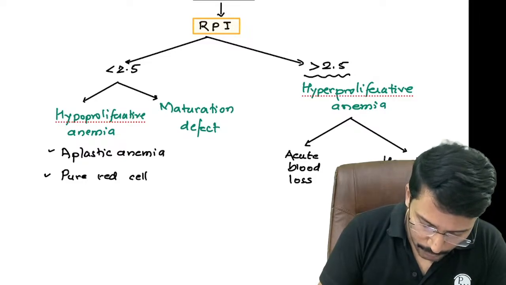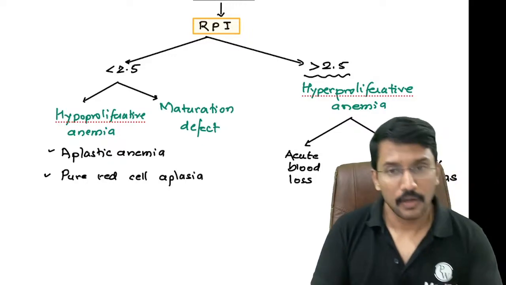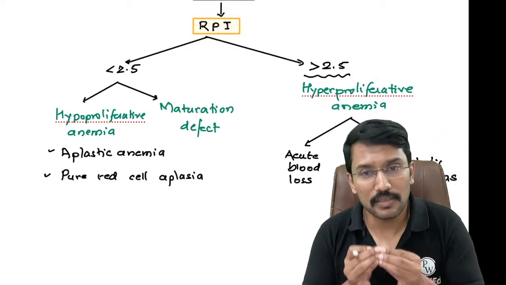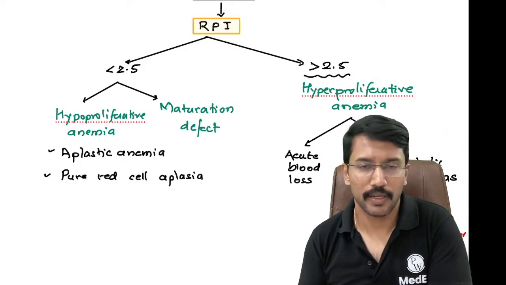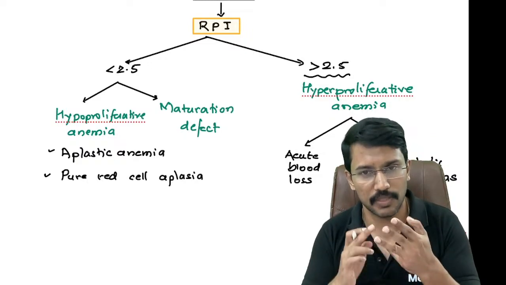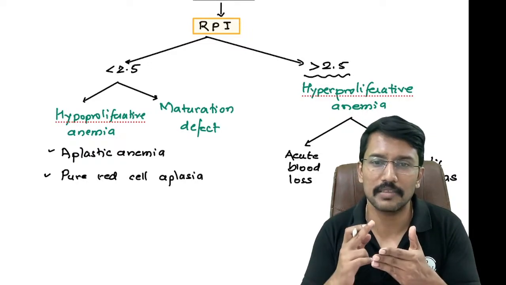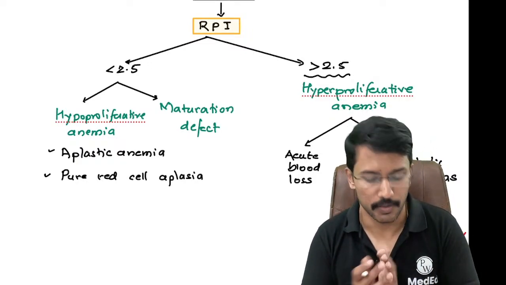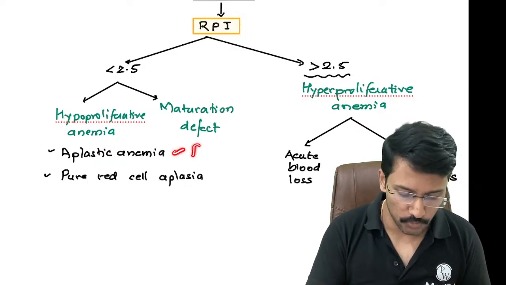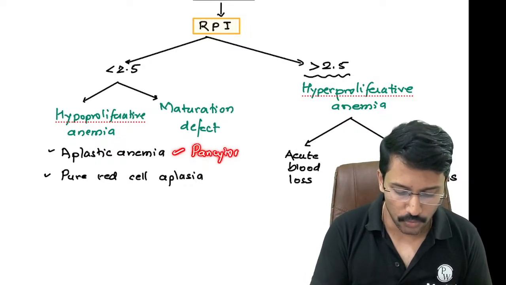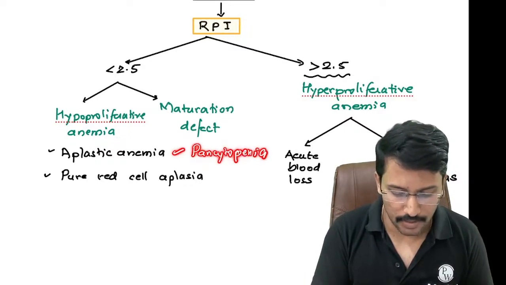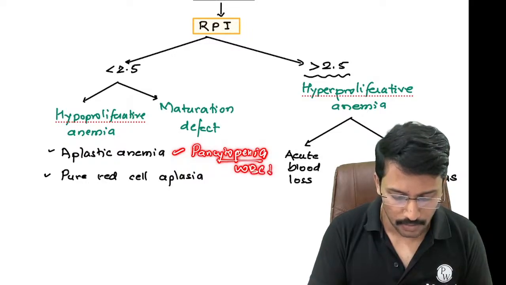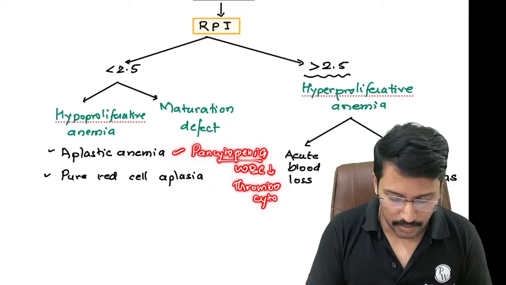The difference between aplastic anemia and pure red cell aplasia is that in pure red cell aplasia, only the RBC precursor cells are reduced in number in the marrow. In aplastic anemia, all the three cell lines, meaning platelets, WBCs as well as RBC precursors, are reduced in number. So these patients usually present with pancytopenia. Not only anemia, they will also have decreased WBC count, and thrombocytopenia or decreased platelet count.